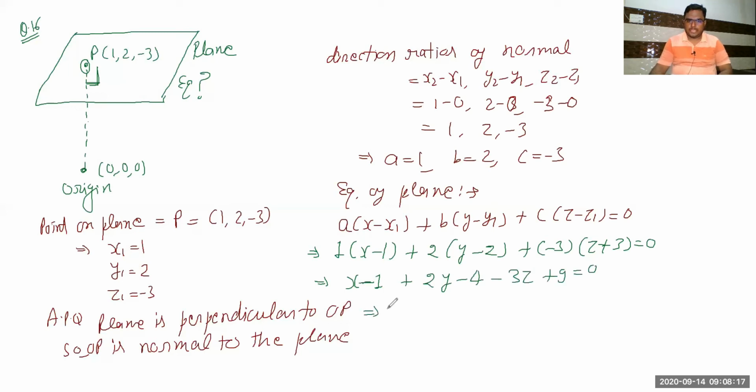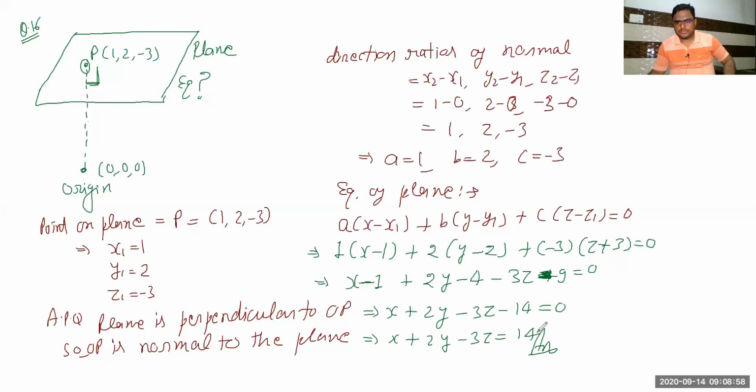Implies that x plus 2y minus 3z, and minus 1 and minus 4 is minus 5. So it is left how much? It is minus 3z plus 9. It is minus 9. So minus 1 and minus 4 minus 5 minus 14 equal to 0. Or we can say x plus 2y minus 3z is equal to 14. Answer.